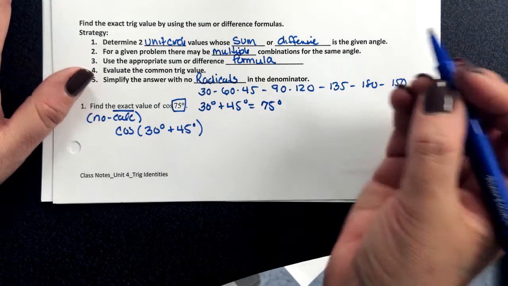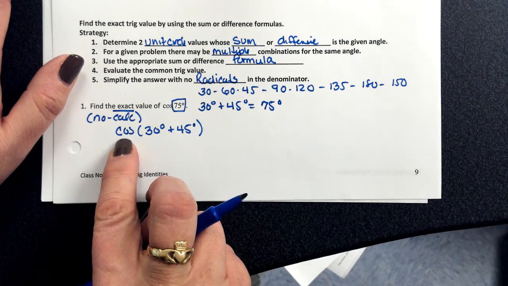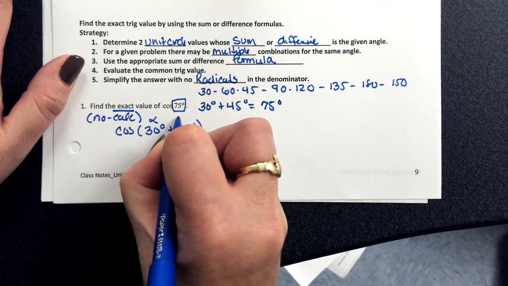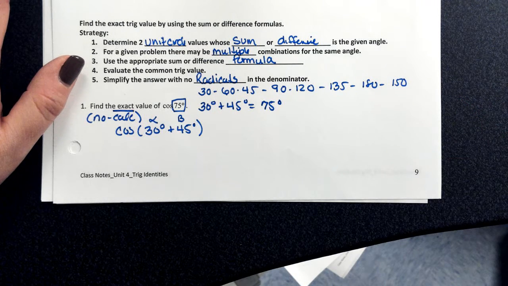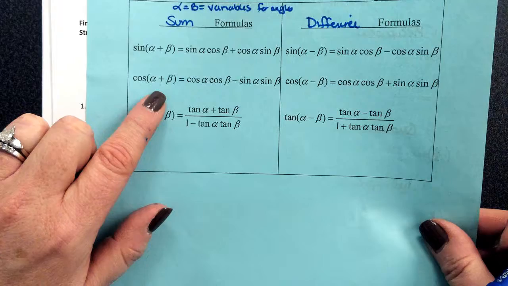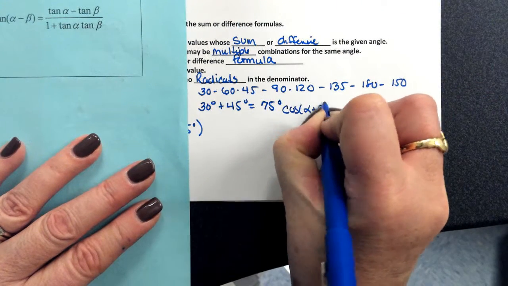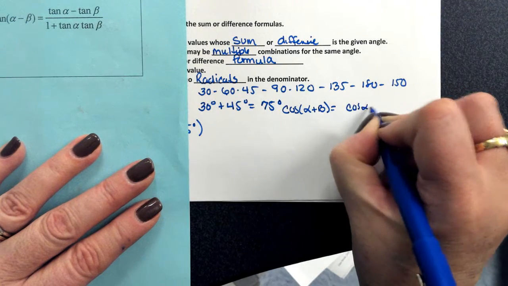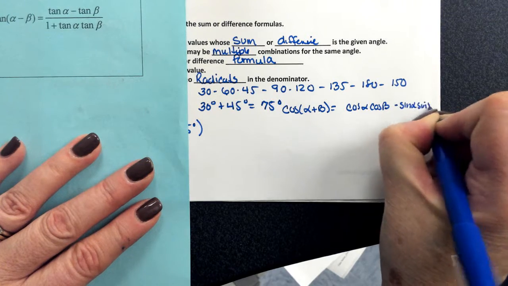So now this is where my blue sheet's going to come in. I'm adding two angles together, and I want to find the cosine. This is my alpha, this is my beta. So am I going to look under the sum formulas, or am I going to look under the difference formulas? Sum. So on my blue sheet, I'm going to look at my cosine sum formula. So remember, on my blue sheet, the cosine of alpha plus beta is equal to cosine alpha, cosine beta, minus sine alpha, sine beta. And again, that's just recopying from my blue sheet.